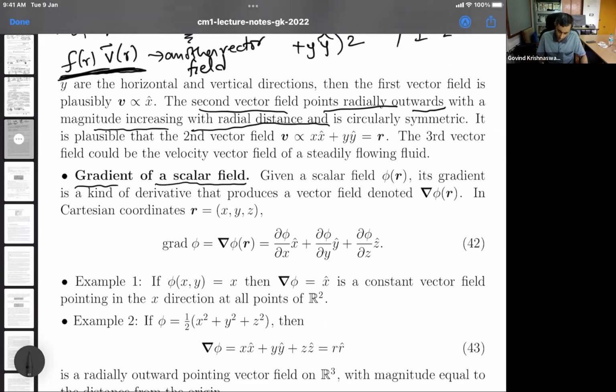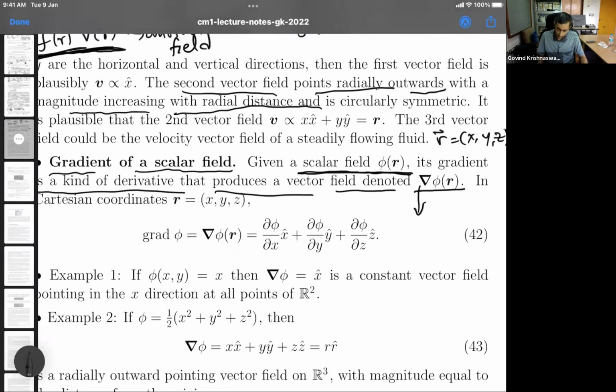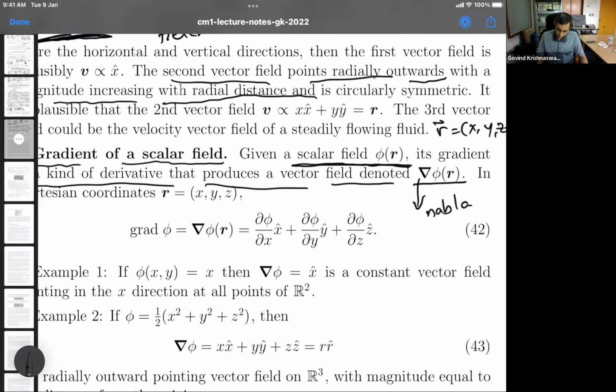So let me tell you what that is. Let's suppose we are given a function, a scalar field, phi of r. r is of course x, y, z in Cartesian coordinates. Now its gradient is a kind of first derivative that produces a vector field, which is denoted nabla phi of r. This inverted delta symbol is called nabla, but we usually call it grad here. So we call this grad phi. Nabla is the Greek letter, grad is the mathematical name because you're taking a gradient.